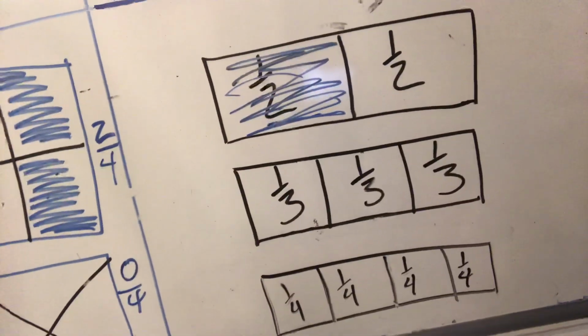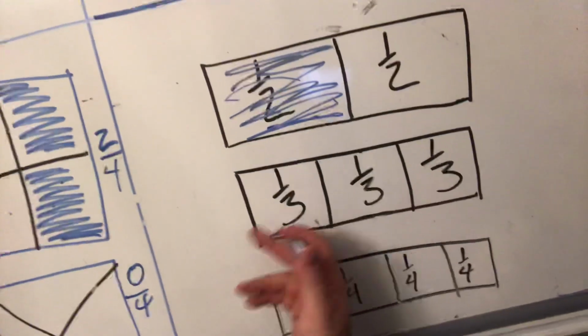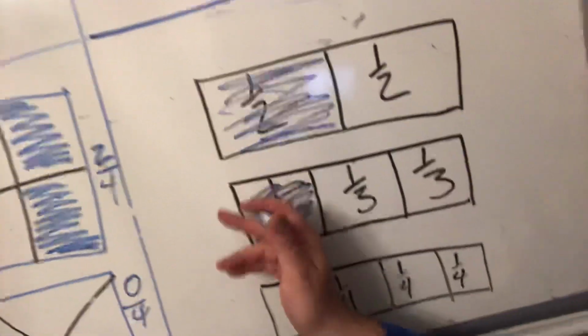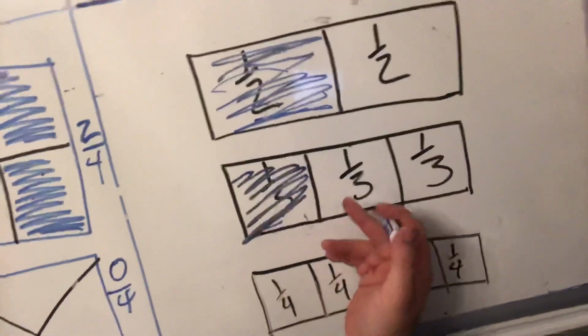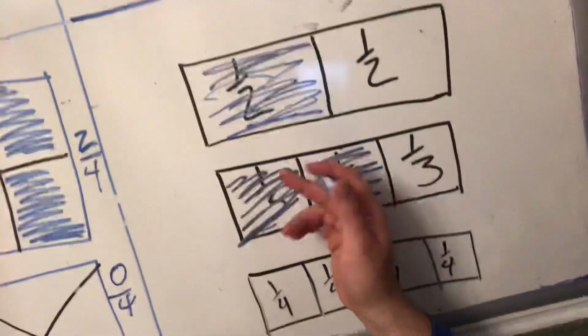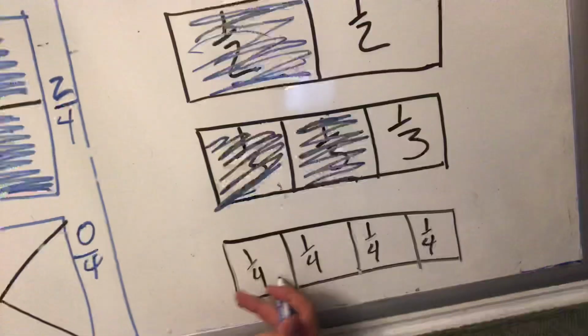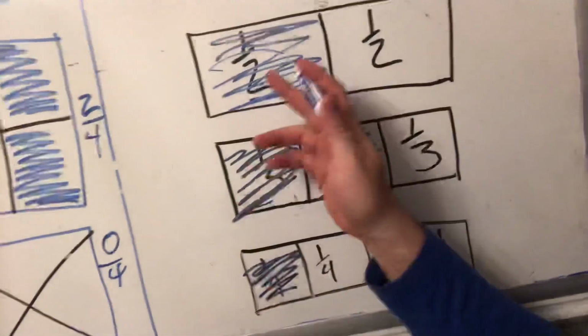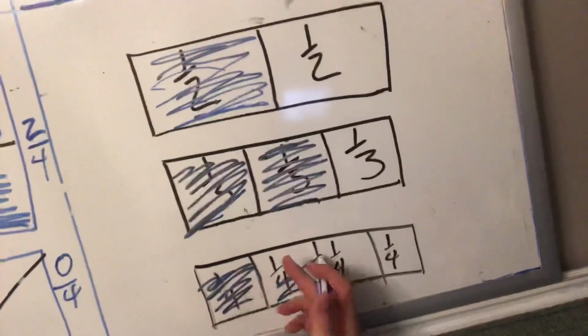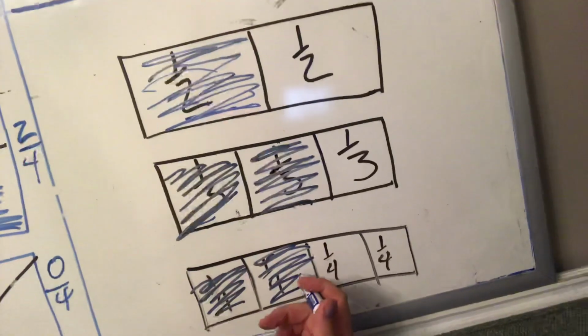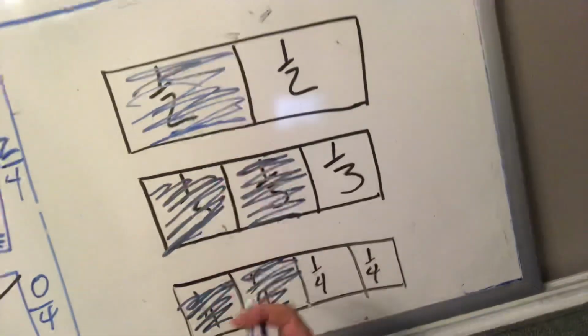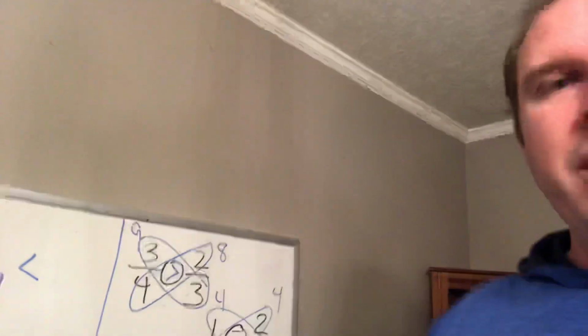All right, now let's come down here and look at 1/3. Is 1/3 equivalent? Is it the same as 1/2? No. Well, let's try 2/3. Would that work? No. Turns out 2/3 is bigger than 1/2. So let's come down here. 1/4. Is that the same as 1/2? No. Let's keep going. 2/4. Is that the same as 1/2? Well, look at that. It takes up the same amount of space. So that's 3 different ways that we've shown that 2/4 is equivalent to 1/2.